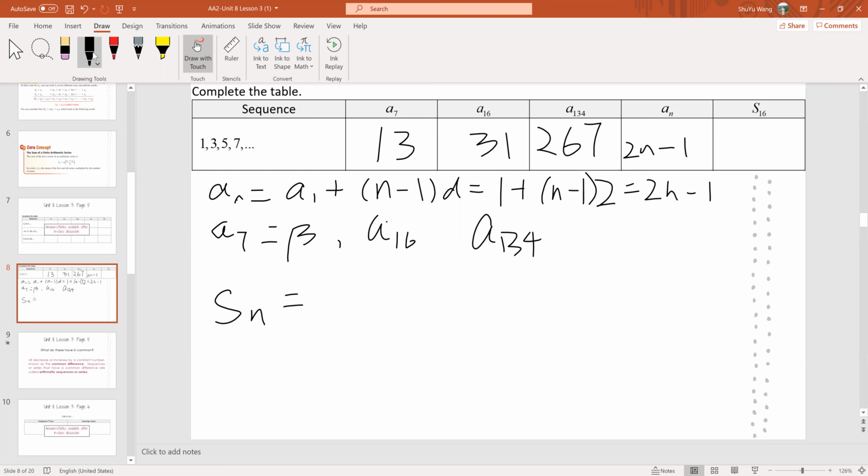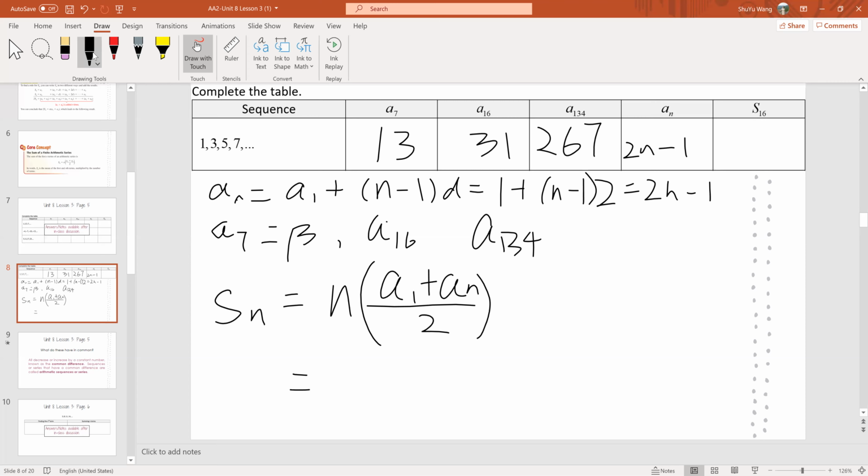Okay, so we know that for any arithmetic sequence, this equals the mean of the first and the nth term times the number of terms. Okay, so that will be the formula for finding the sum of the first n terms of an arithmetic sequence.